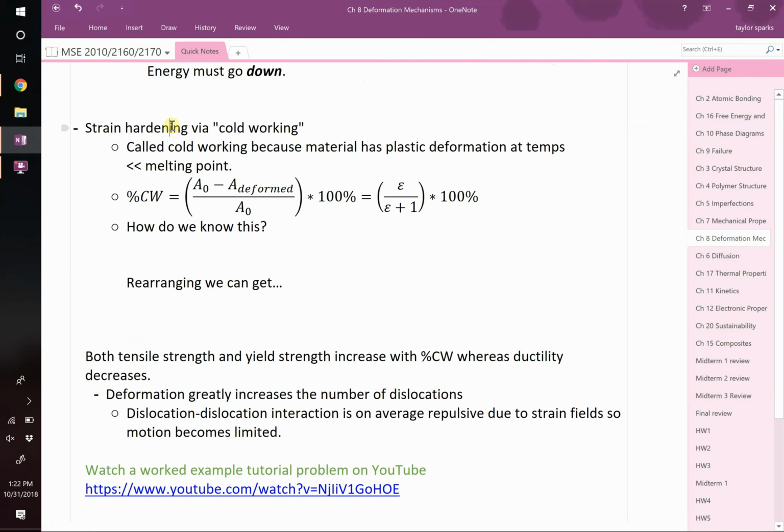We said that the average interaction for dislocations is repulsive. If things are perfectly anti-aligned, one's up and one down, they'll come and they'll annihilate. They'll feel an attraction. But most of the time, they're not perfectly lined up. They're sort of random directions, and so they're going to repel one another, right? So that repulsion makes it harder and harder for dislocations to move. Therefore, we made a harder, stronger material. So we call that strain hardening or cold working.